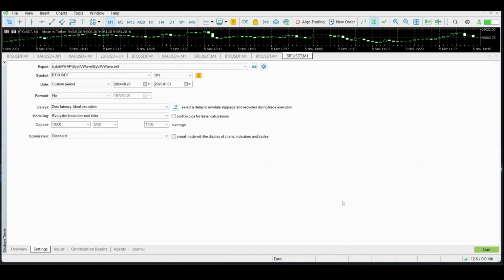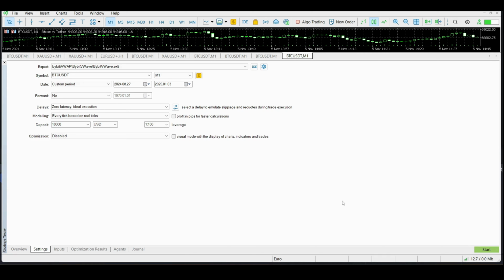Now I'm using my BYBIT MT5 platform and my V-WAVE EA for demonstration purposes, but this applies to all MT5 brokers and all MT5 EAs. So this is not just limited to BYBIT.